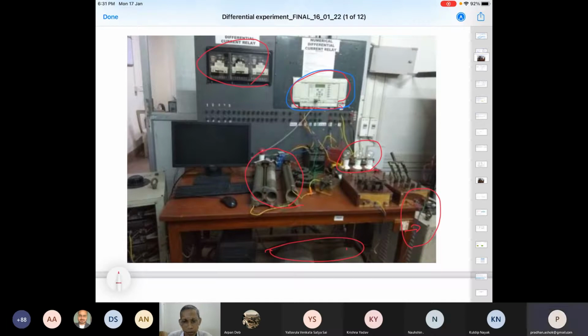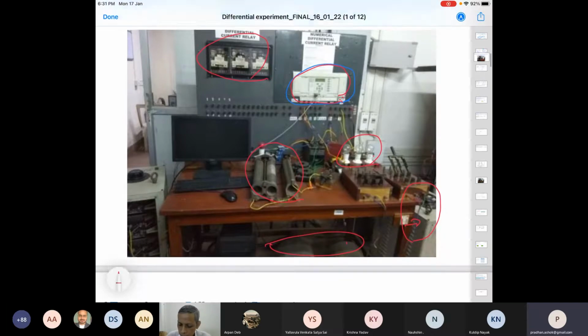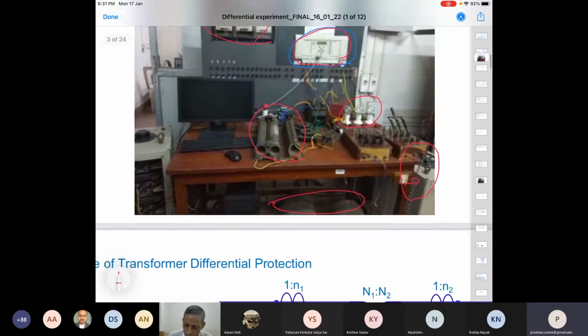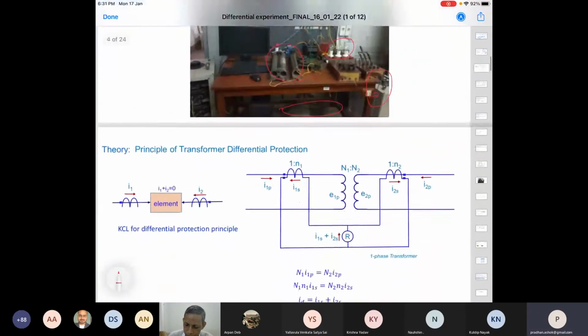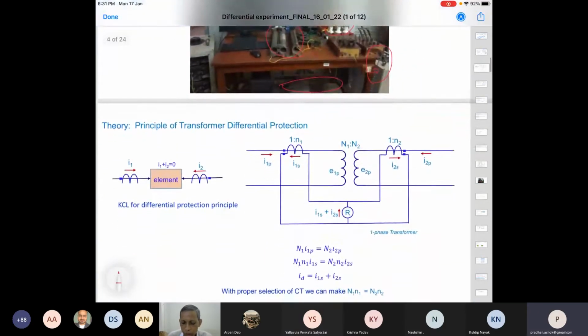This is a three-phase transformer arrangement, and this is a three-phase relay for that purpose. All these things. But this relay is being used in the system, compatible with large-scale voltage. Fine. So coming to our principles on the transformer differential principle.